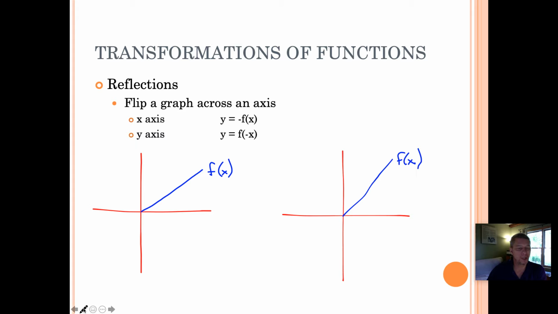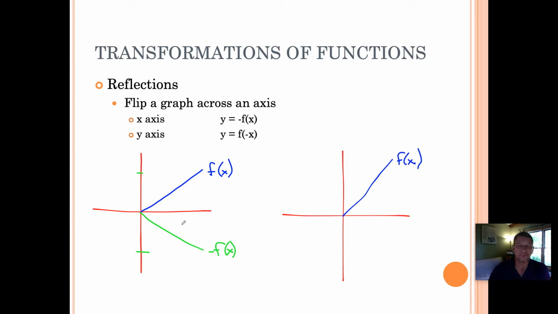If I change the value of f of x and I make it negative f of x, well, since f of x equals y, negative f of x equals negative y. So if this is positive y, then negative y is down here. And so what I get is a reflection across the x-axis. And so negative f of x would look like this.